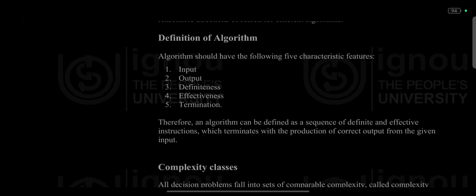Definition of algorithm. Algorithm should have the following five characteristic features: input, output, definiteness, effectiveness, termination. Therefore, an algorithm can be defined as a sequence of definite and effective instructions which terminates with the production of correct output from the given input.